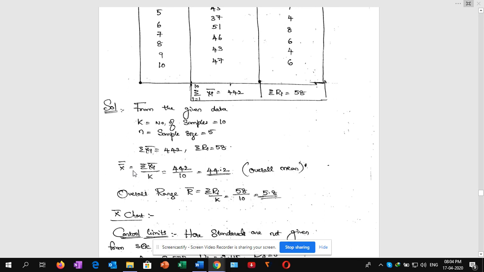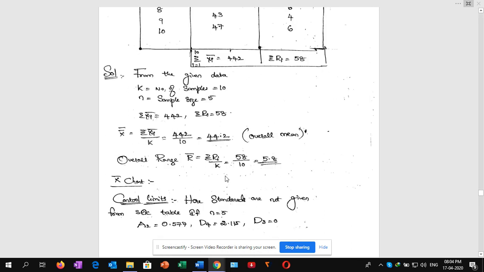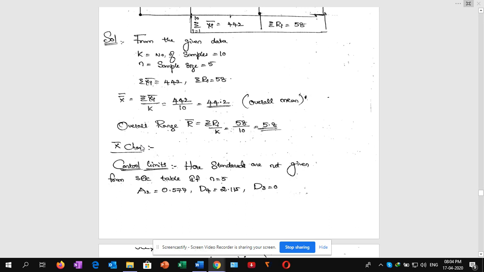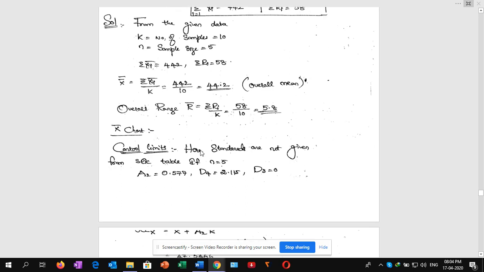Now we have to find the overall mean. X double bar equals sigma Xi by k, that is 44.2. And overall range R bar equals sigma Ri by k, that is 5.8. Now we have to construct the X bar chart the same as the previous problem. Here we find SQC table values based on sample size. Here the sample size n is 5.